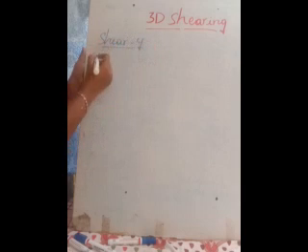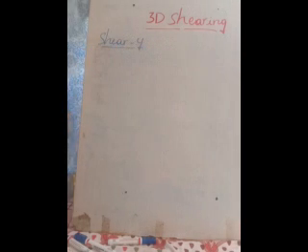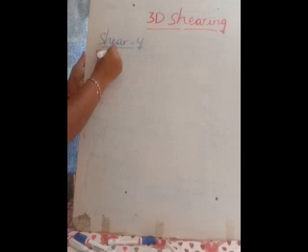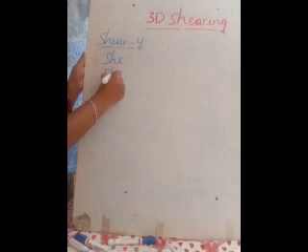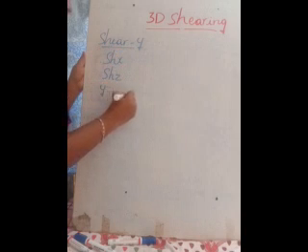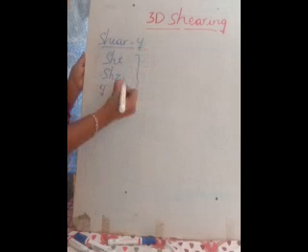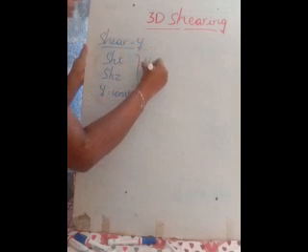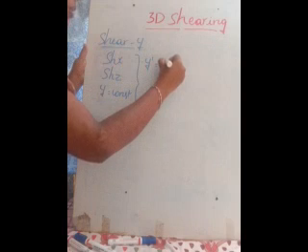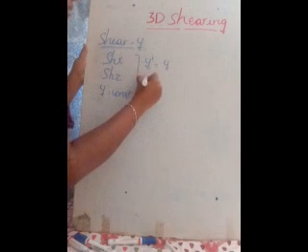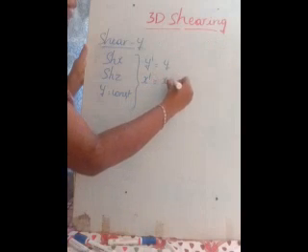Shear Y. If you want to shear Y, what do we have to consider? We need to consider two shearing factors, SHX and SHZ, and Y will be constant. Y will be constant. With respect to this, we will take a formula. Y dash is equal to Y. Then X dash is equal to X.